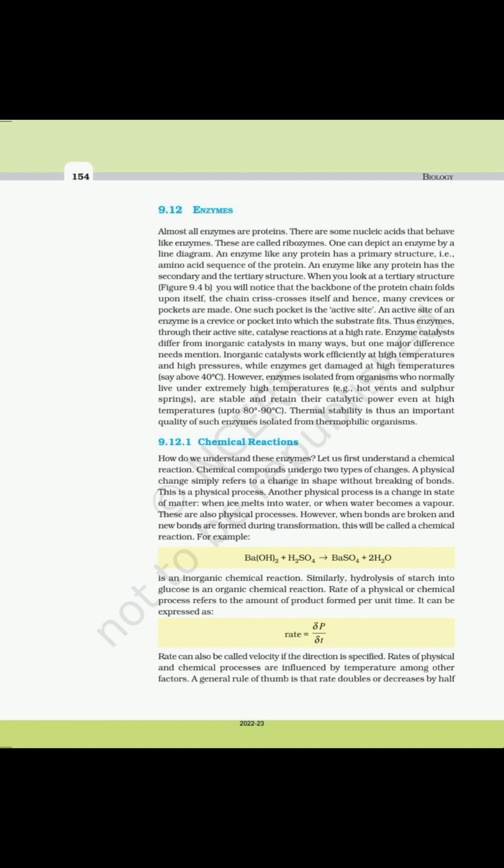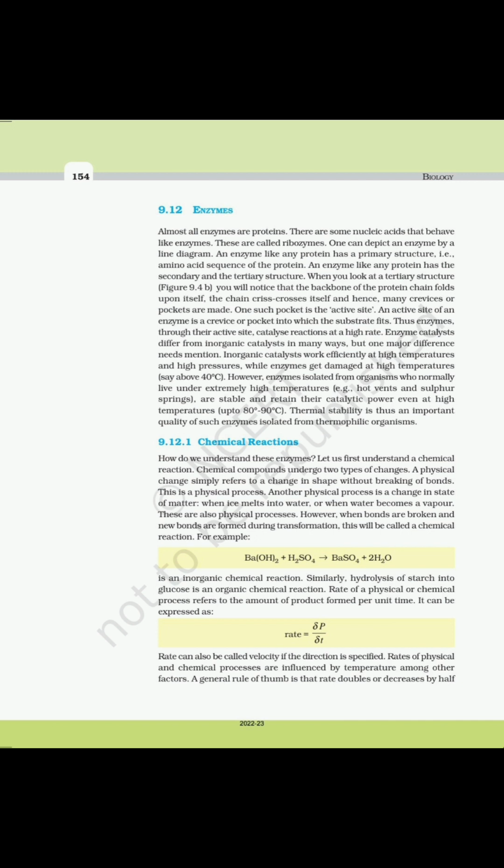Enzyme catalysts differ from inorganic catalysts in many ways, but one major difference needs mention. Inorganic catalysts work efficiently at high temperatures and high pressures, while enzymes get damaged at high temperatures, say above 40 degrees Celsius. However, enzymes isolated from organisms that normally live under extremely high temperatures, e.g., hot vents and sulfur springs, are stable and retain their catalytic power even at high temperatures up to 80 to 90 degrees Celsius. Thermal stability is thus an important quality of such enzymes isolated from thermophilic organisms.